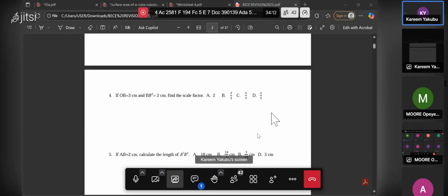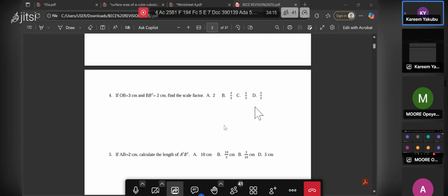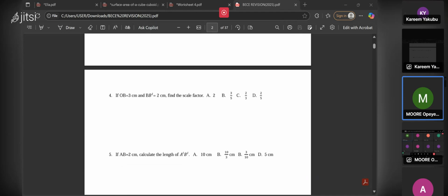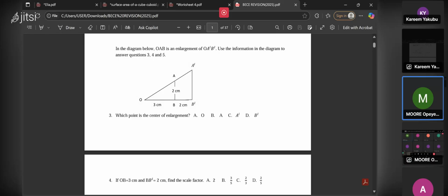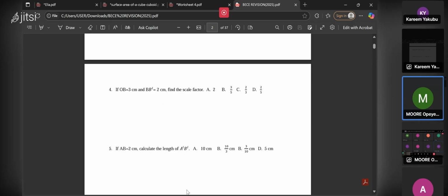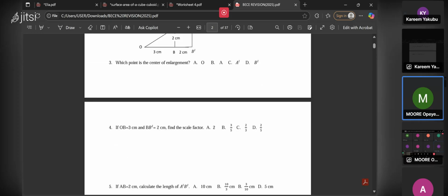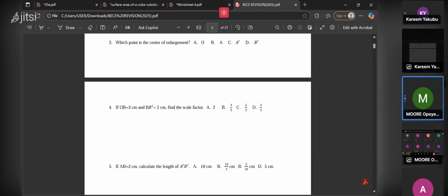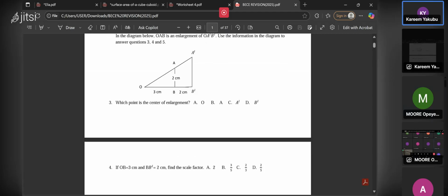Where did it stop? I think it stopped on question four. I moved to question five, right? Yes, sir. Okay. So, if AB is 2 centimeters, calculate the length of A prime B prime.